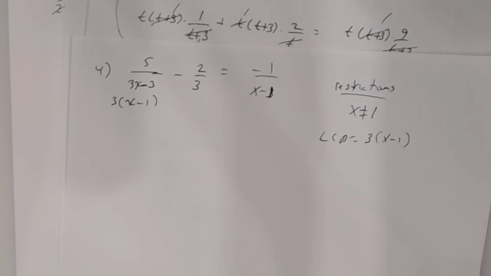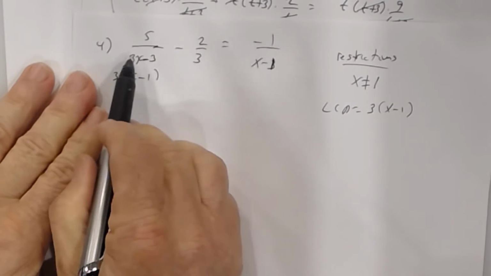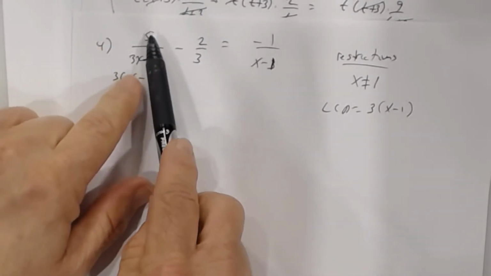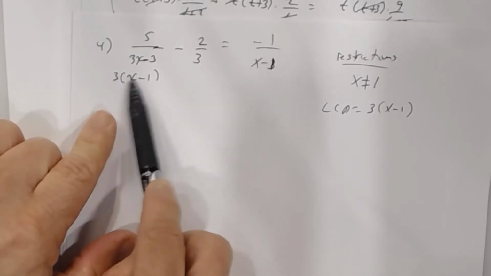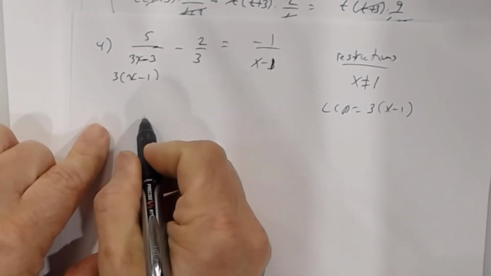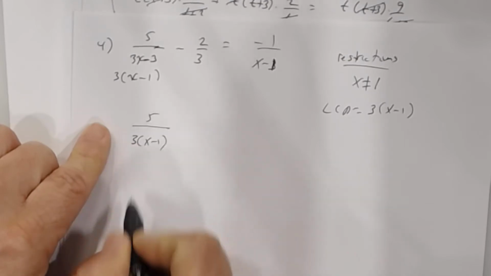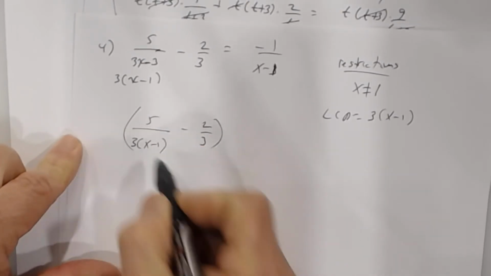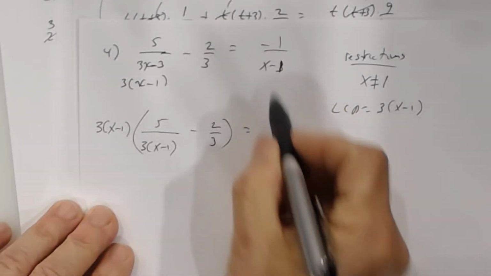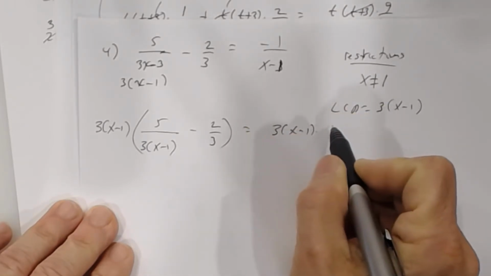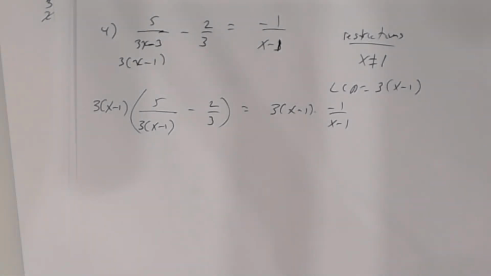All right, so you found your restrictions. You found your LCD. Now what's the next step? Multiply both sides by the LCD. All right, so now when I rewrite this, listen carefully. When I rewrite this and I had 5 divided by 3x minus 3, rewrite this so it's 5 divided by the factored part instead, and you're going to see why, because this is going to divide with this. In other words, rewrite the first fraction as 5 divided by 3 times x minus 1 instead. Minus 2/3, and all that's being multiplied by the LCD. What's the LCD? 3 times x minus 1. Notice I enclosed parentheses. Equal the LCD times that fraction. All right, so that's where I'm at. So all I did was multiply both sides by the LCD.